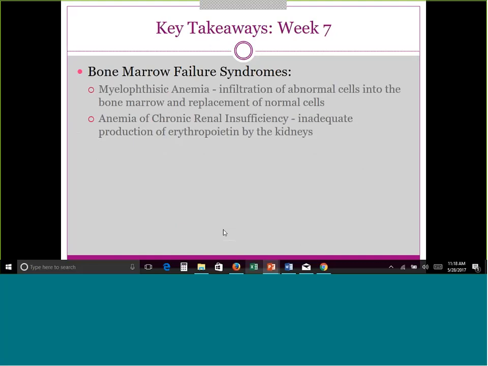Myelophthisic anemia, that's always a fun word to spell. This is when you have abnormal cells coming into the bone marrow and replacing and getting rid of the normal cells. And then lastly, anemia of chronic renal insufficiency. This is where it again affects just your red cell line, and it's because we can't make erythropoietin. Our kidneys are failing, so they're not producing that hormone, and if you can't produce erythropoietin, then you can't make your red blood cells in your bone marrow. So those are your syndromes. You need to know these.